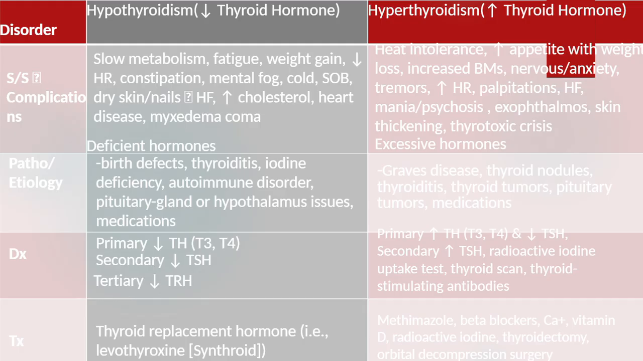Diagnosis of hyperthyroidism begins with blood tests showing elevated T3 and T4 levels and a low TSH level in primary hyperthyroidism. In secondary cases caused by pituitary dysfunction, thyroid-stimulating hormone is high. Imaging such as a radioactive iodine uptake test or thyroid scan helps locate areas of overactivity or nodules. In Graves' disease, you'll see thyroid-stimulating antibodies in the blood.